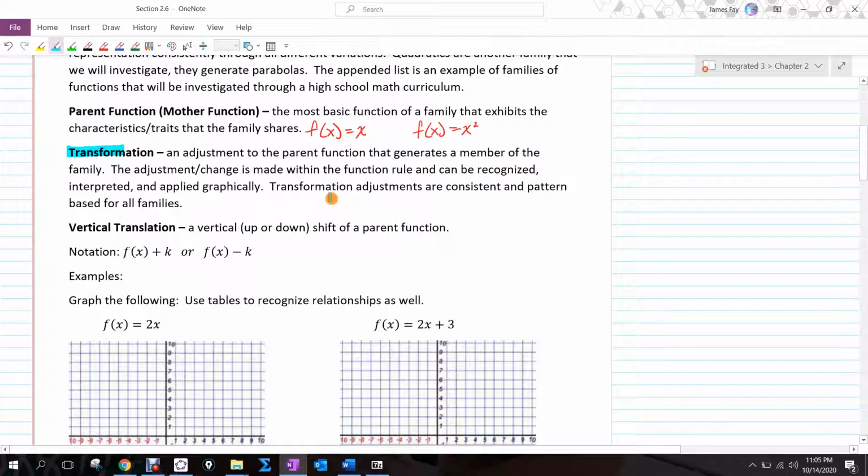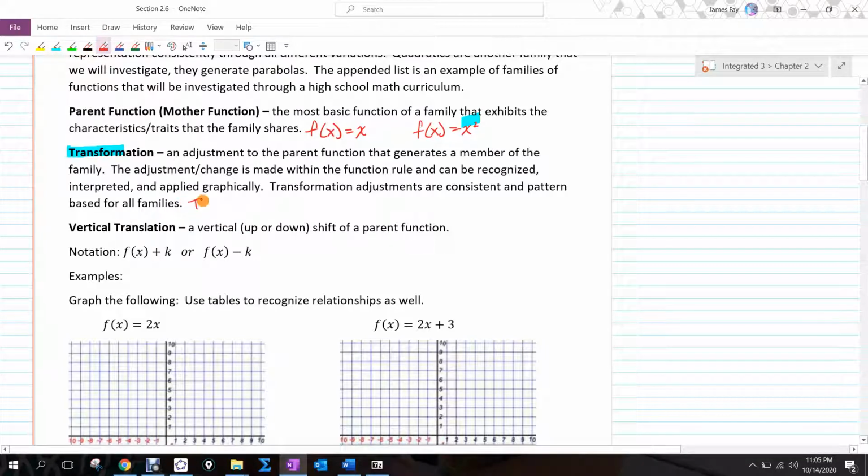So if I can learn how a transformation is applied to a line, to get a new line, to get a family member of that function, then the same algebra done to a parabola will generate another member of that parabola family. I'll explain it as we see some examples here. There's a series of transformations. I'll list them here real quick for you.